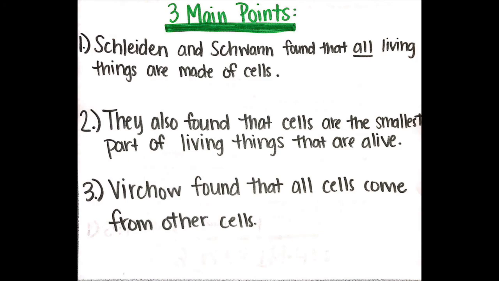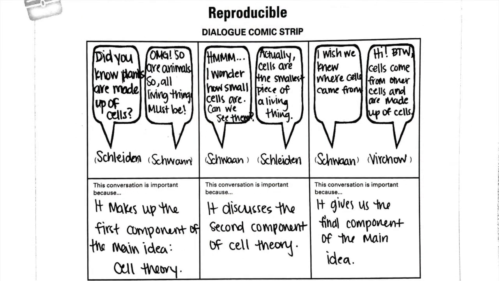The 3 main points that I chose from this passage: Schleiden and Schwann found that all living things are made of cells. They also found that cells are the smallest part of living things that are alive, and Virchow found that all cells come from other cells. So using these main points, I developed my comic strip.